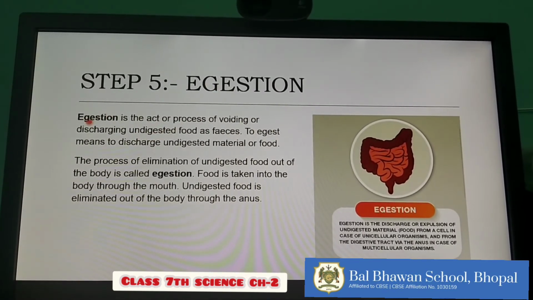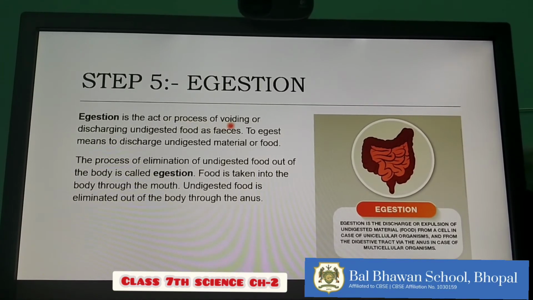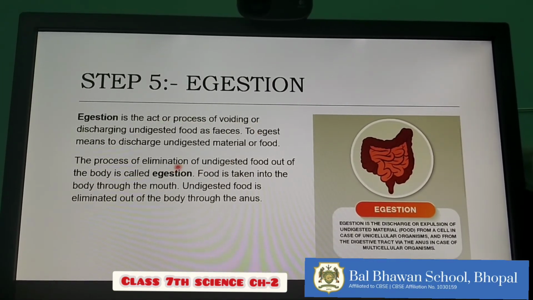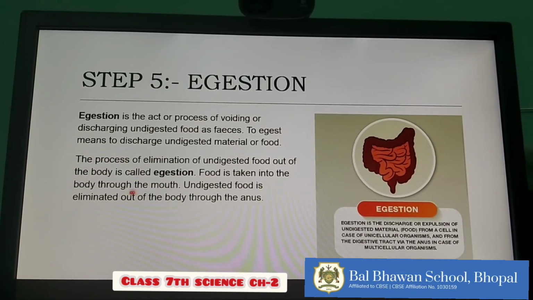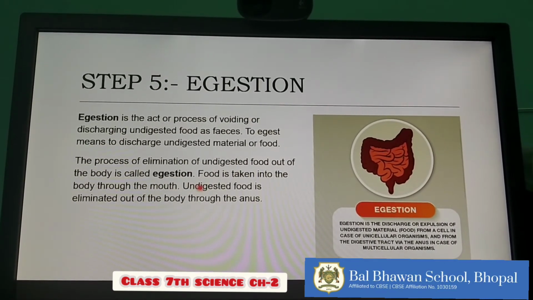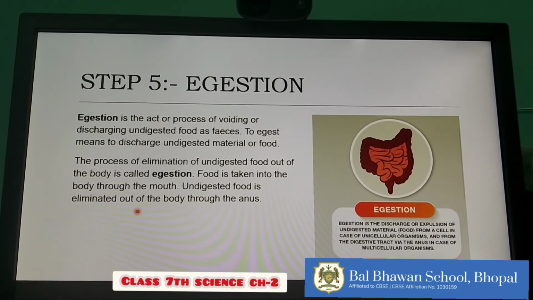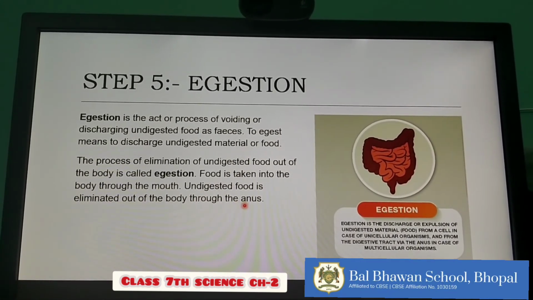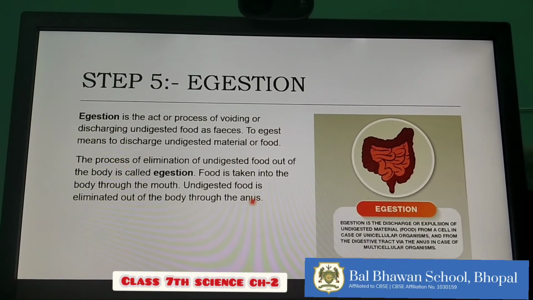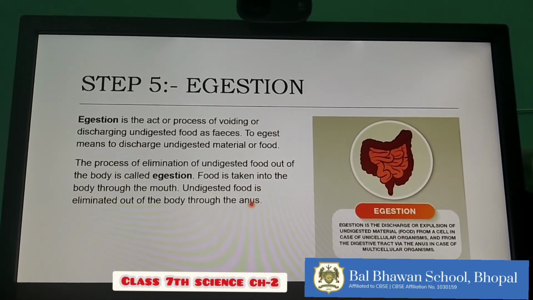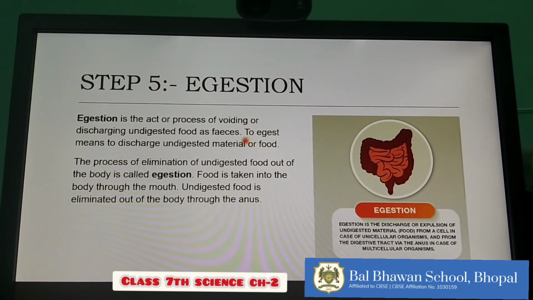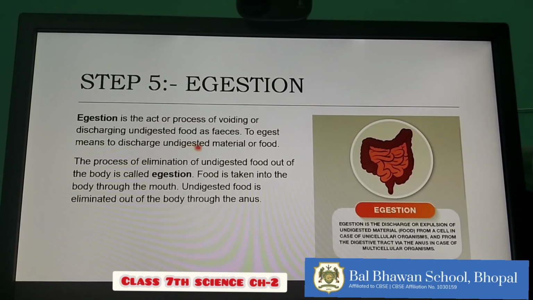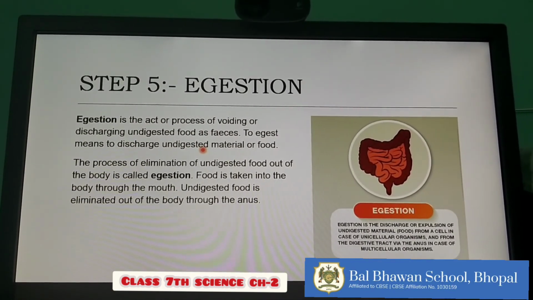Coming to the last step of nutrition, it is ejection. What is ejection? It is the act or process of elimination of undigested food out of the body. Food is taken into the body through the mouth, whereas undigested food is eliminated out of the body through the anus in the case of human beings, and the undigested food is released in the form of feces. When we come to the word meaning, to eject means to discharge undigested material or food.